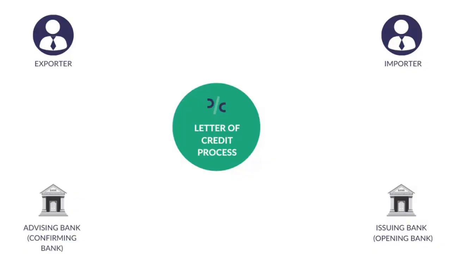LC means letter of credit. There are four parties involved in the process of creating the LC. The first party is called the exporter or supplier. The second party is the importer or customer. The third party is the issuing bank, otherwise called the LC opening bank. This is the very important party of the LC process because it takes the financial risk and all verifications are done by this party. The fourth party is the exporter bank or the advising bank.